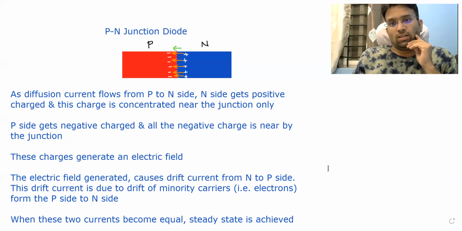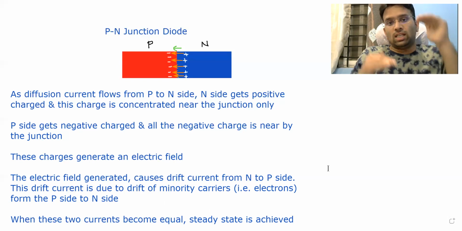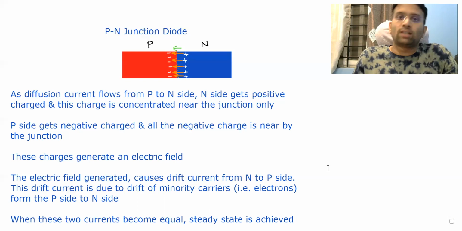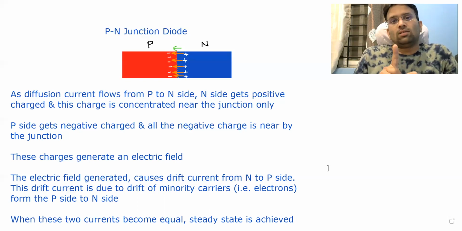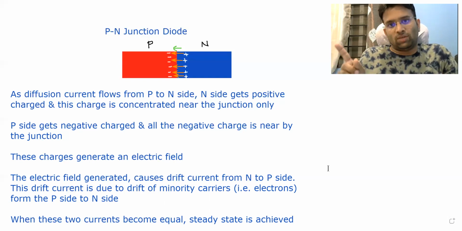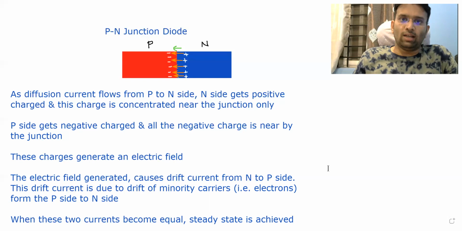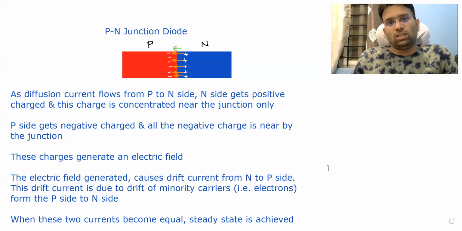you have to understand, this equality of drift and diffusion happened at a certain electric field. And therefore, while the steady state is achieved, you don't have zero voltage between P and N. You have some voltage between P and N. So this is very important for the students to learn.